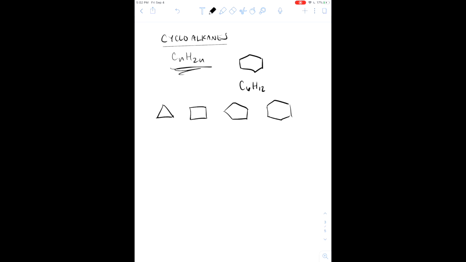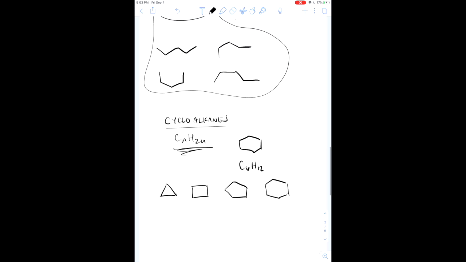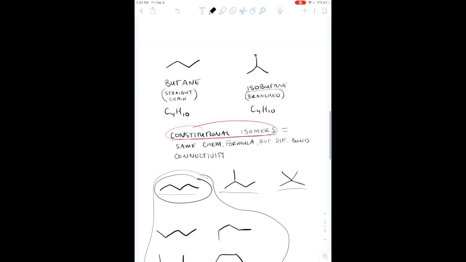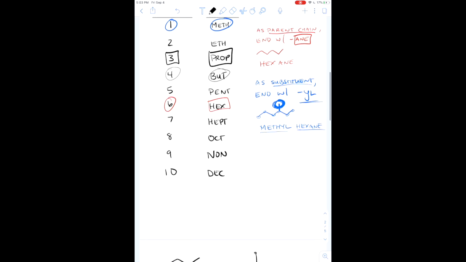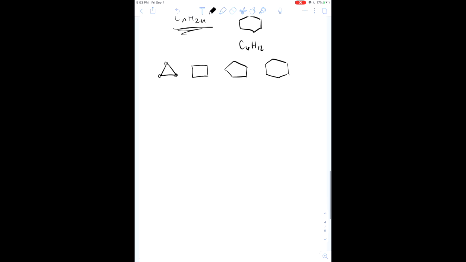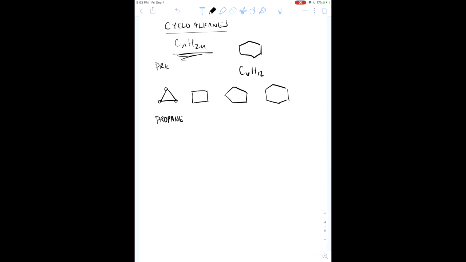Let's go ahead and think about the naming of these, and we'll go into nomenclature in a separate video. Since this has 1, 2, 3 carbons, that is a prop, and since it's an alkane, we would call this propane. But it is a cyclic structure, and remember the prefix for cyclic structures had to be cyclo, and so this is just cyclopropane.